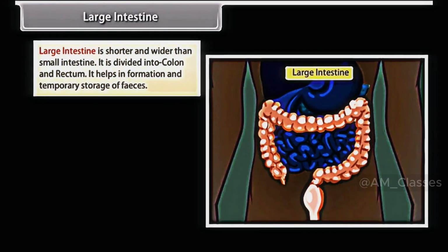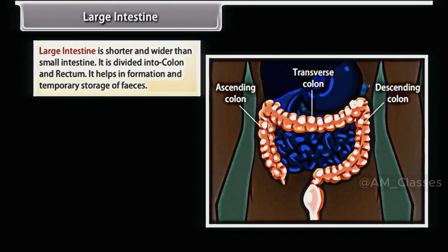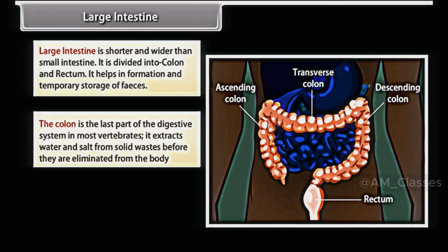Large intestine. Large intestine is shorter and wider than small intestine. It is divided into colon and rectum. It helps in formation and temporary storage of feces. The colon is the last part of the digestive system in most vertebrates. It extracts water and salt from solid wastes before they are eliminated from the body.